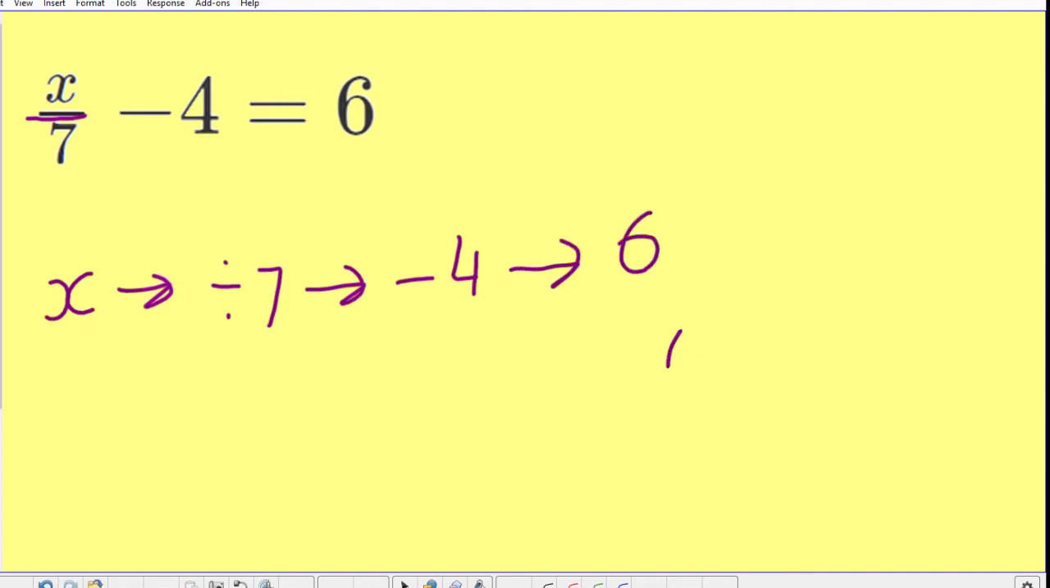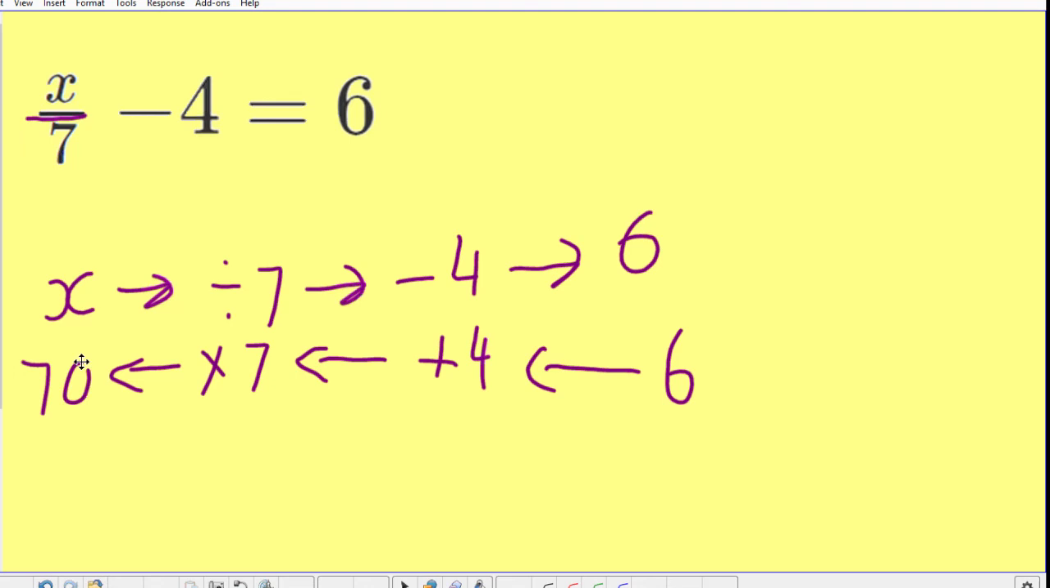Okay, in reverse, we've got 6. We're adding 4. That's the opposite. Then we're multiplying by 7. And that will give us the value for x. 6 plus 4 is 10. 10 times 7 is 70. So the value of x is 70.